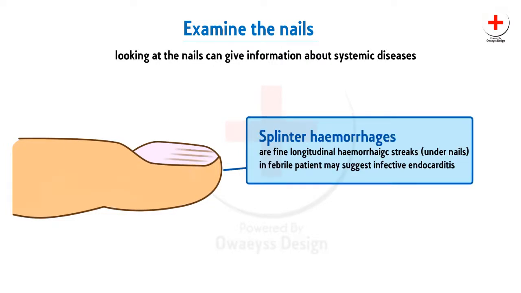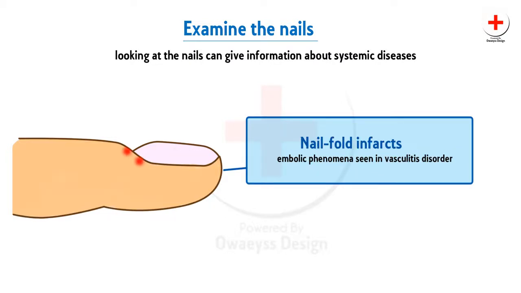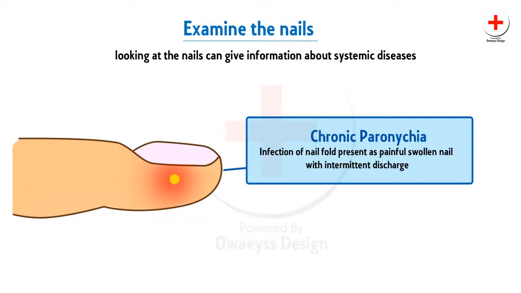Splinter hemorrhages are fine longitudinal hemorrhagic streaks which are present under nails. In a febrile patient, they may suggest infective endocarditis. Nail fold infarcts, embolic phenomena, are seen in vasculitis disorders. Chronic paronychia, infection of nail fold, presents as painful swollen nail fold with intermittent discharge.